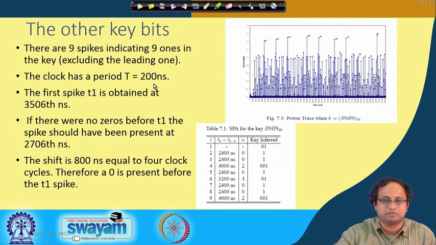This is essentially the clock time of my elliptic curve processor, and the first spike t1 is obtained at say the 3506th nanosecond, okay. If there were no zeros before t1, then the spike would have been present at the 2706th nanosecond, okay. So the idea is that there is a shift of 800 nanoseconds, and the reason you have this shift is because there are 4 clock cycles. The shift is 800 nanoseconds, which is equal to 4 clock cycles. Therefore, there is a 0 present before the t1 spike, okay.